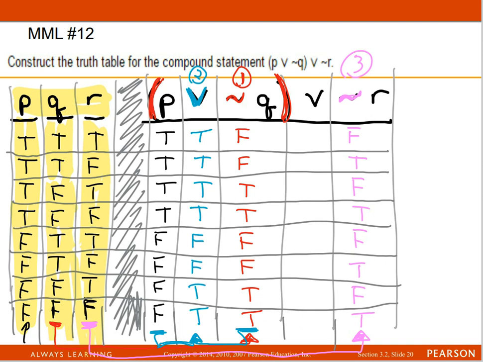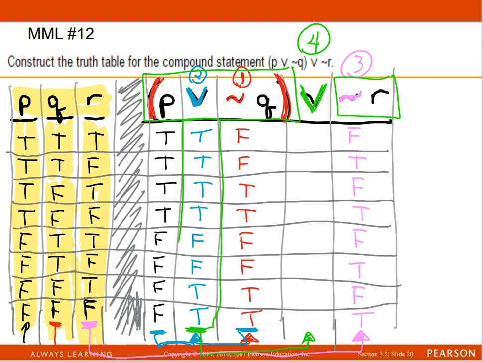And then my last step will be the or that is in between this stuff here and this stuff there, and that's step 4. And so to get this column, I compare the last thing I did in the parentheses, which was this blue stuff, and compare that with the only thing I did over here, which was the pink stuff. So compare the blue and the pink, and you have to do an or in between them.